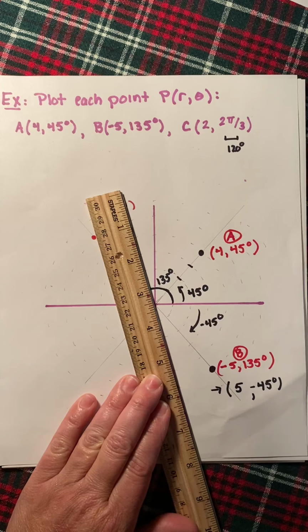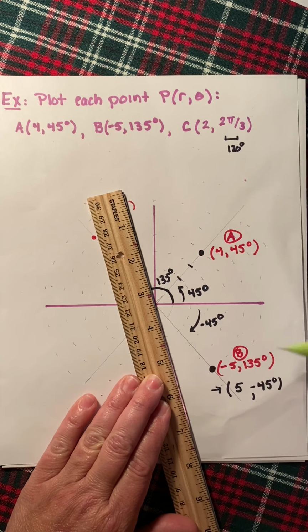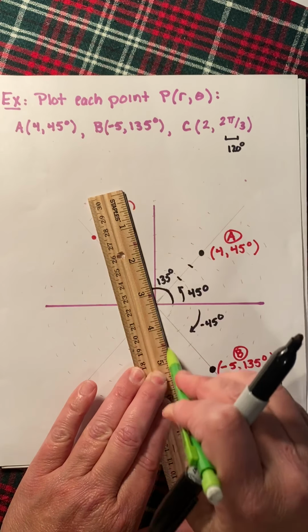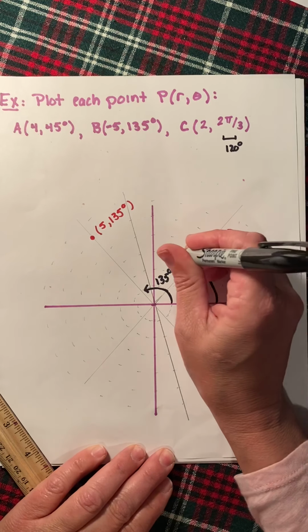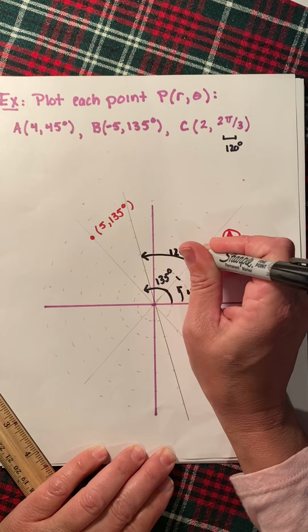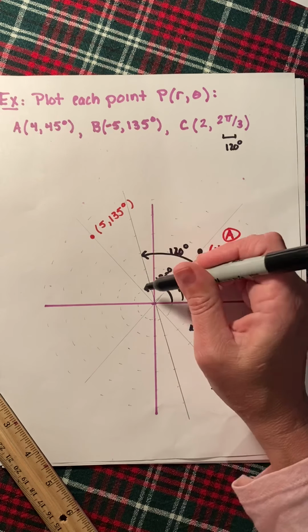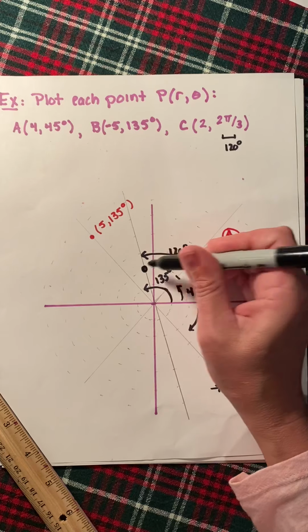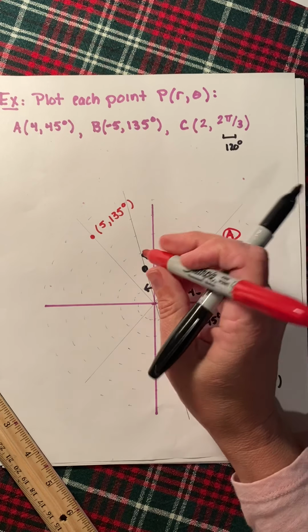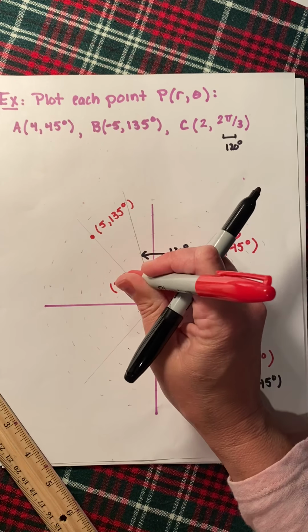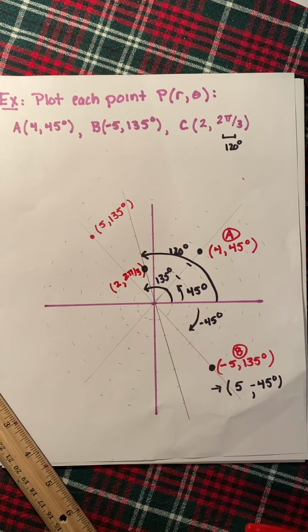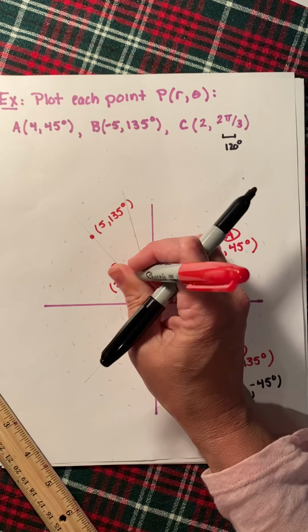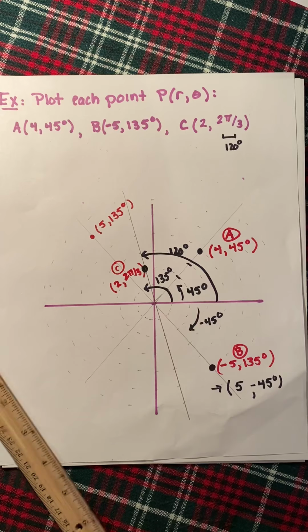So I'm going to pretend this is pretty close to 120 degrees, and I'm going to draw this angle right here. If that's 120 degrees, right from here to here, and then I'm going to go up 2 units. So here would be my point C. That would be the point 2, 2 pi over 3, right there. And that's, my friends, how we plot points in polar coordinates.